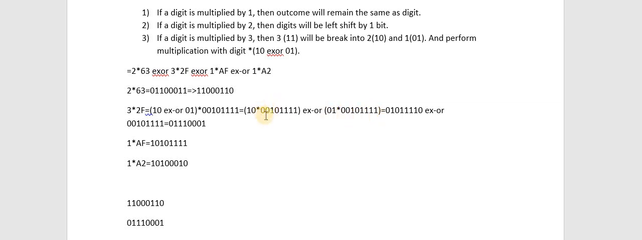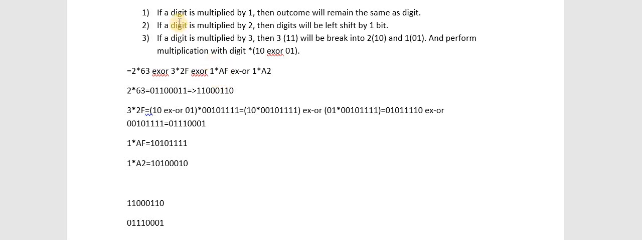So here it automatically invokes the first and second points, that the digit is multiplied by two numbers. If the digit is multiplied by 2, then we have to perform the left shift operation. I already performed the left shift operation here. And the other one is, if the digit is multiplied by 1, then the outcome will be the same as the previous digit. So this will be the outcome after performing the multiplication with 01, and then we have to perform the XOR between the two, and the outcome will be 0110 0001.